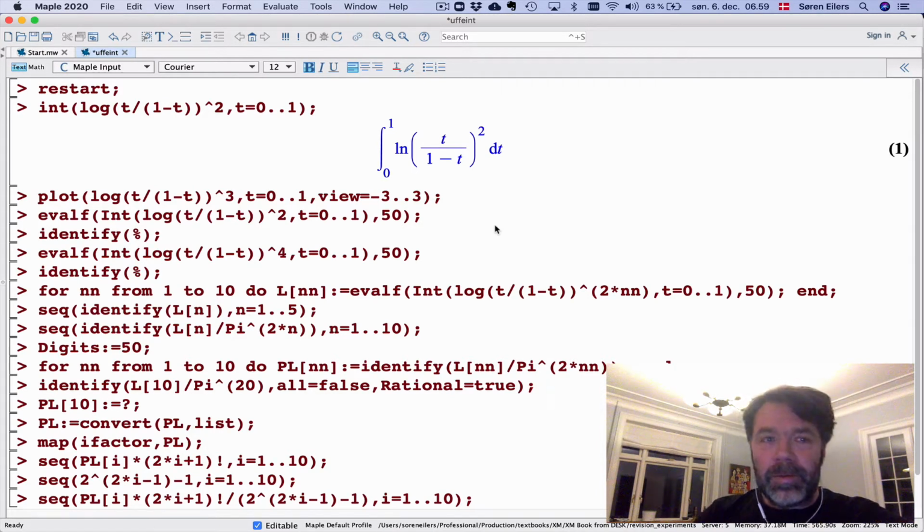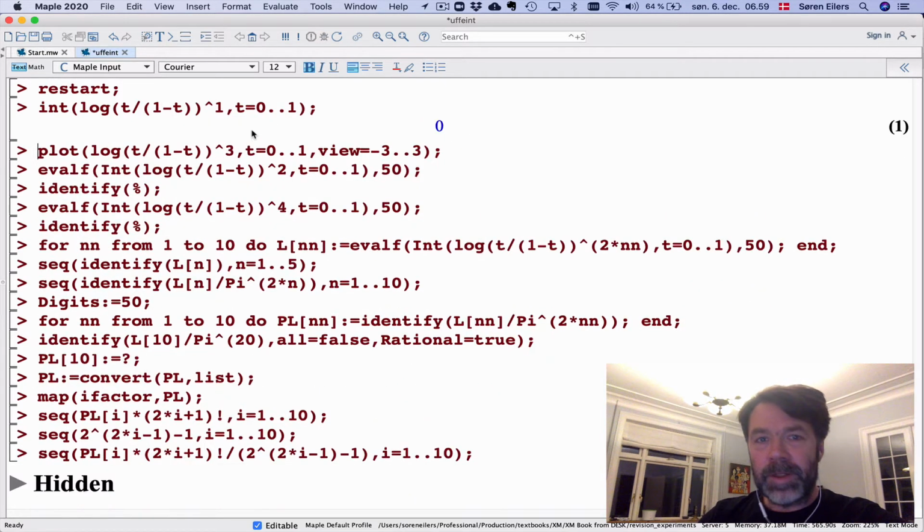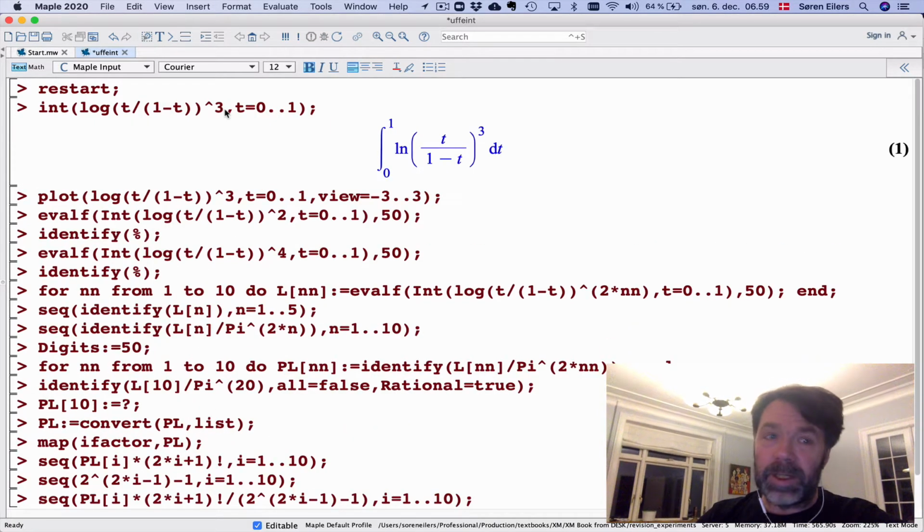What I'm going to do is I'm going to vary the problem a little bit and look at what happens when you try other powers of the integrand. So I could put 1, for instance, and Mabel will give me a 0 out. I can put 3, and I get nothing. I can put 4, I get nothing. So what I'm going to do is, slightly more systematically, see what these numbers look like.